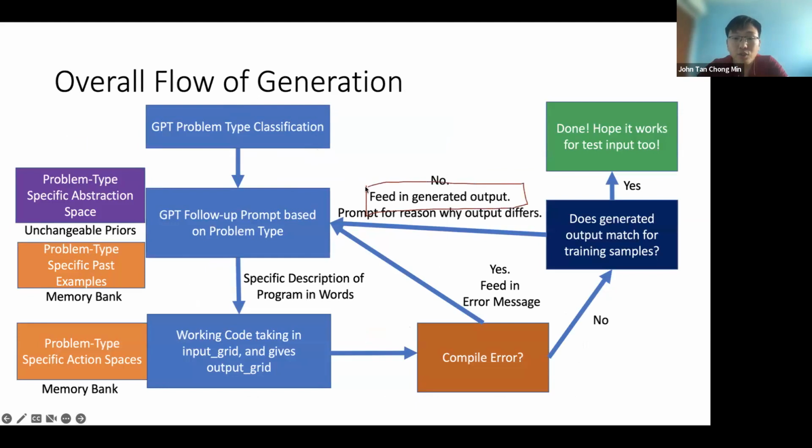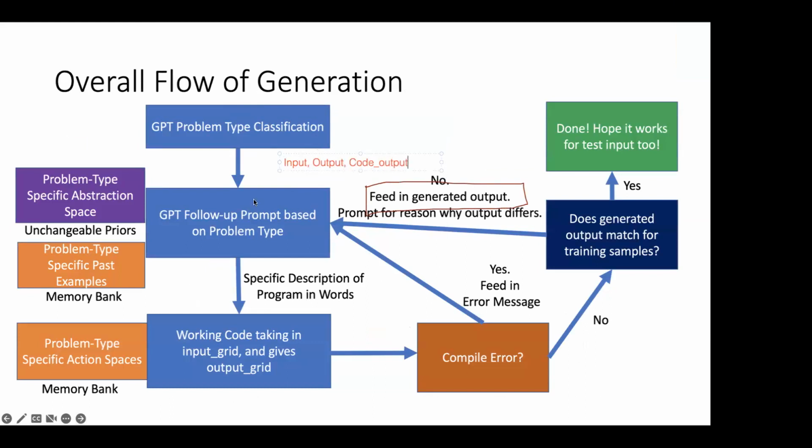So it has 3 views. It has the input, output, and code output. Oh man, I meant the previous version of it, because it runs in a loop, right? So the previous 3 input stays the same. So the previous output. Understand.